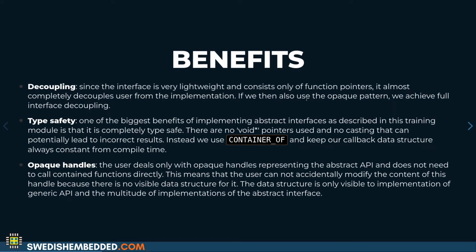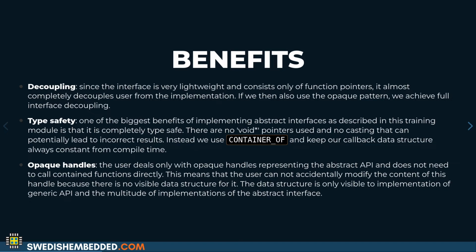Some of the benefits we get with abstract APIs is that we achieve decoupling. We have the implementations completely decoupled from the rest of the application. We don't care about the particular implementations. We just care about the implementation following the requirements of the interface and implementing those requirements. So we have this decoupling between the actual implementation and the rest of the code.